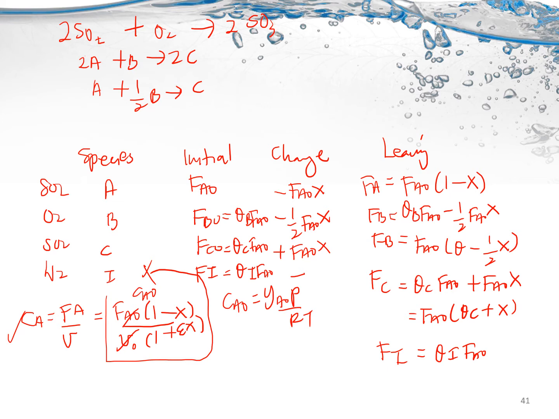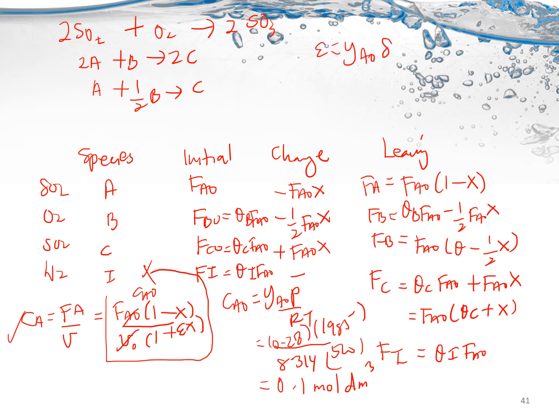Okay, so you just plug in, which should be 0.28, times the 1985, over the 8.314 times the 500. Don't forget to convert the temperature into Kelvin. So you will have C_A0 equal to 0.1 mole over decimeter cube. And the y_A0, I have to write here. All right, epsilon is equal to y_A0 times delta. So y_A0 is now 0.